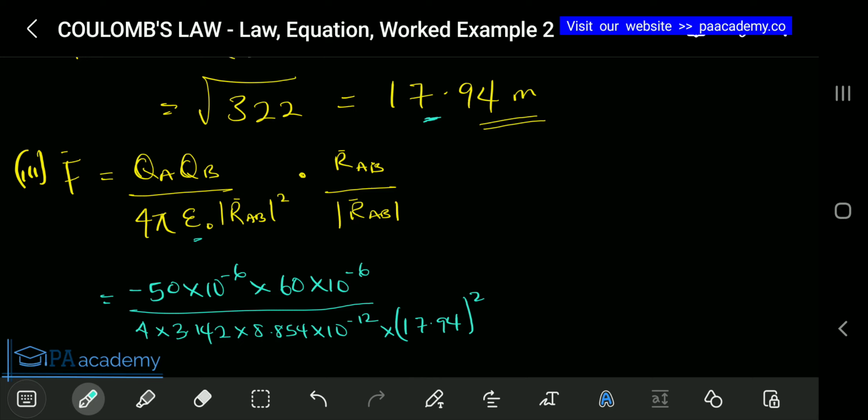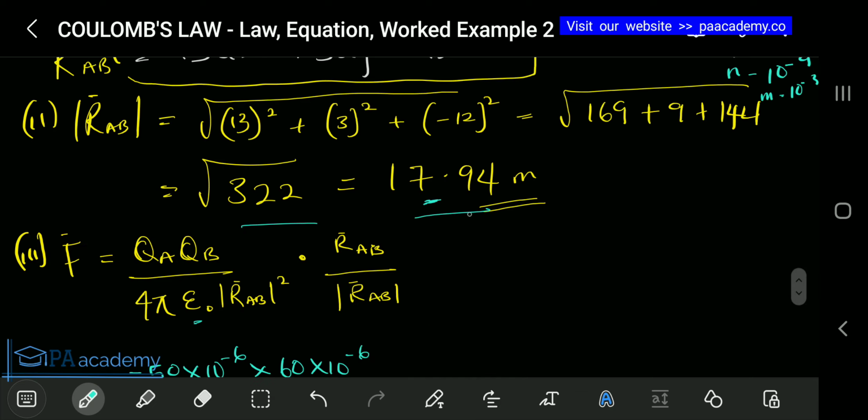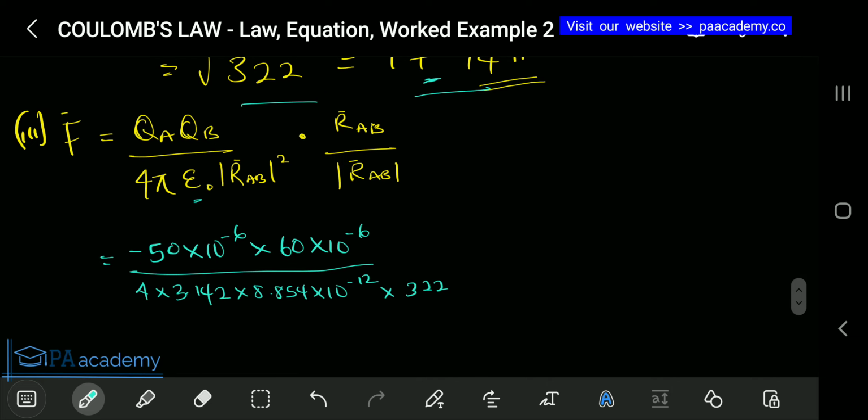You can decide to put it as 17.94 squared, or you just go ahead and put in this value, 322, multiplied by 322. Exactly. Because by the time you square the magnitude of the unit vector, it will give you whatever value is under the square root here. Exactly. All right, so that solves for this part.